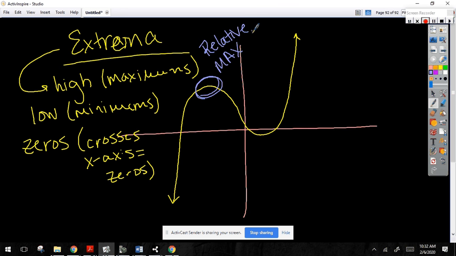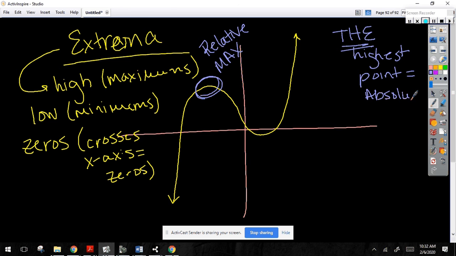If it was the highest point on the graph, we would call that an absolute max. Okay? And you don't have to have an absolute max. All right? It's never infinity. We can't use that. It's got to be a specific point. But here, this would just be a relative maximum because there are higher points, but at the same time, it's still a high point.